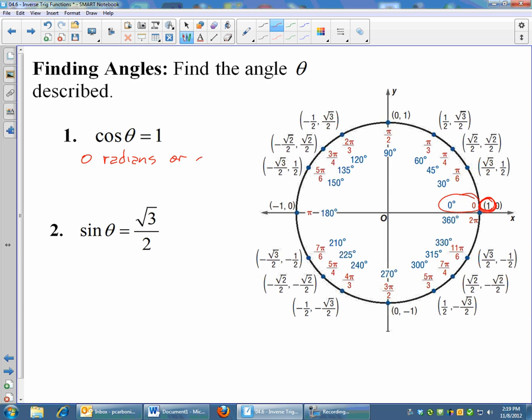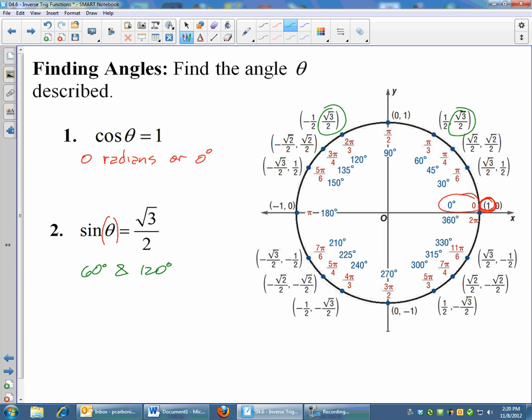or 0 degrees. Whether you answer in degrees or radians just depends on the directions. Normally I lean towards radians, but for now I may use degrees a little bit more heavily because we're more familiar with degrees. Where's the angle theta where sine, which is your y-coordinate, equals root 3 over 2? I'm looking for a y-coordinate of root 3 over 2. That happens twice. That happens at 60 degrees and again at 120 degrees. So those will be our answers.